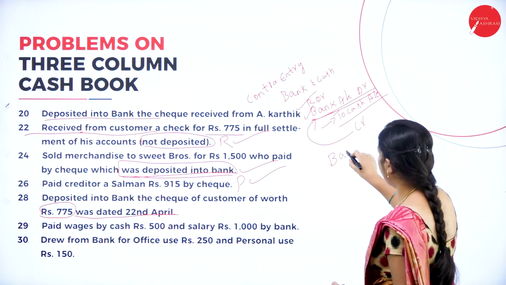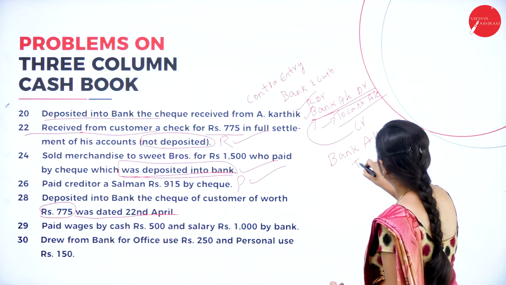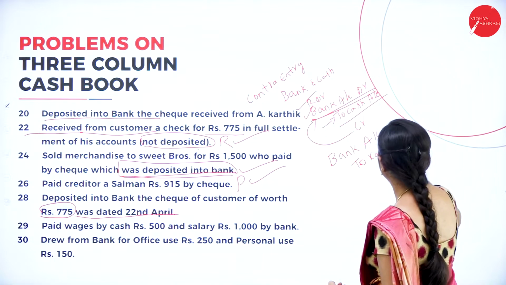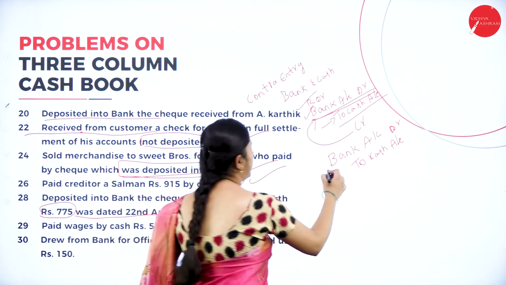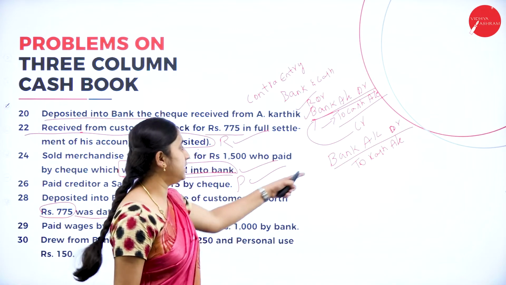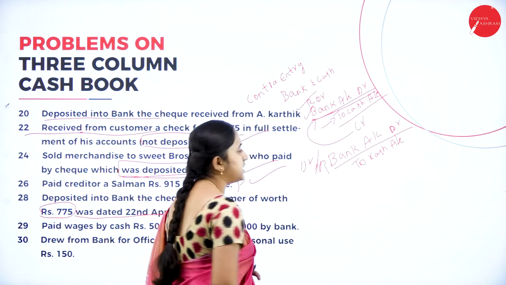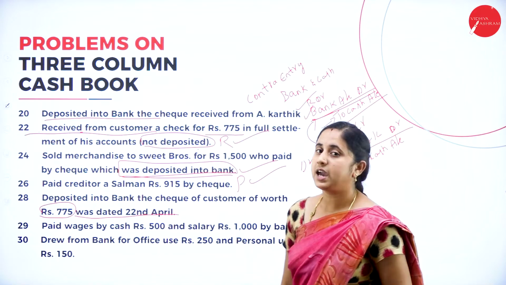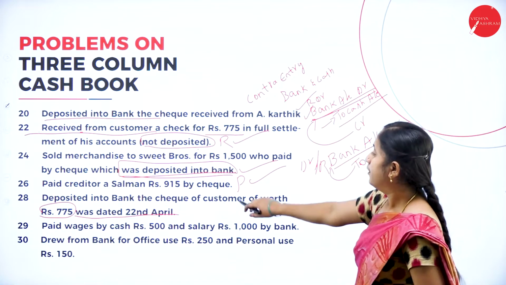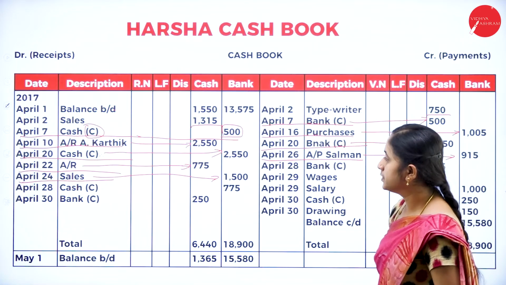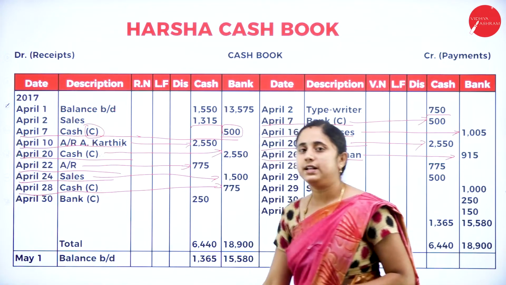Bank account debtor to cash account. The bank is the receiver of the check. So first you need to record the bank transaction. The bank is debited, so write on the debit or receipt side of the cash book, to cash account. The amount should be written in the bank column, on April 28th, to cash, 775.